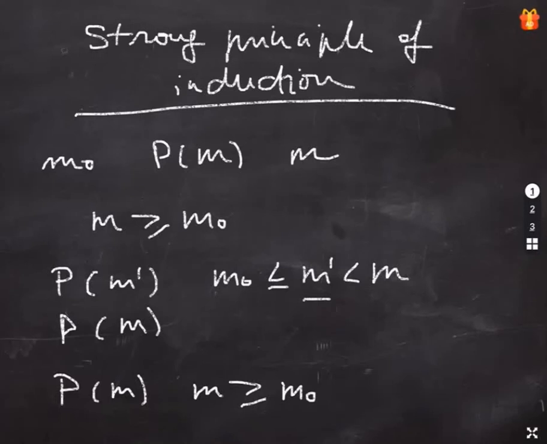So, the truth is that in mathematics, usually but not always, m0 is going to be either 0 or 1. But in any case, this is the strong principle of induction, and I leave the proof to you.